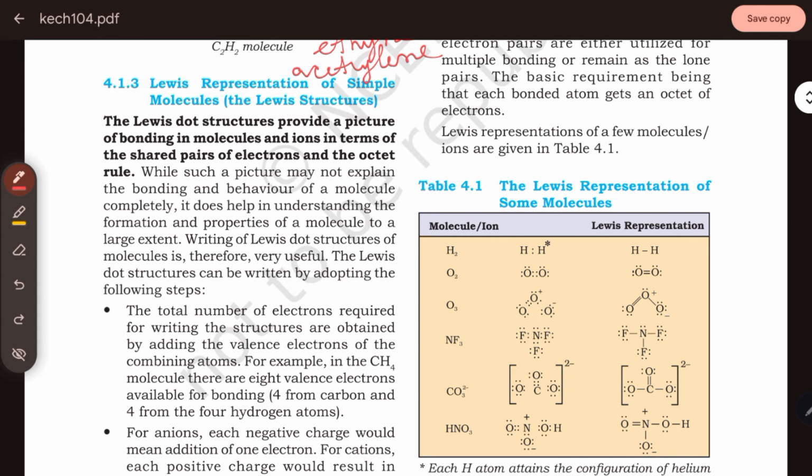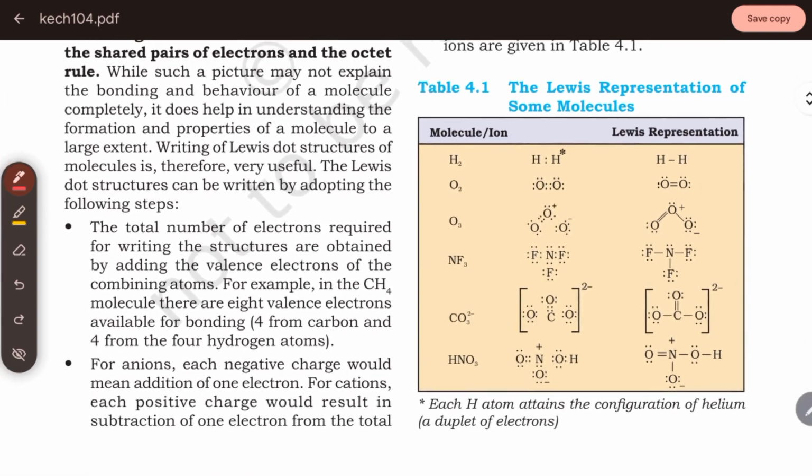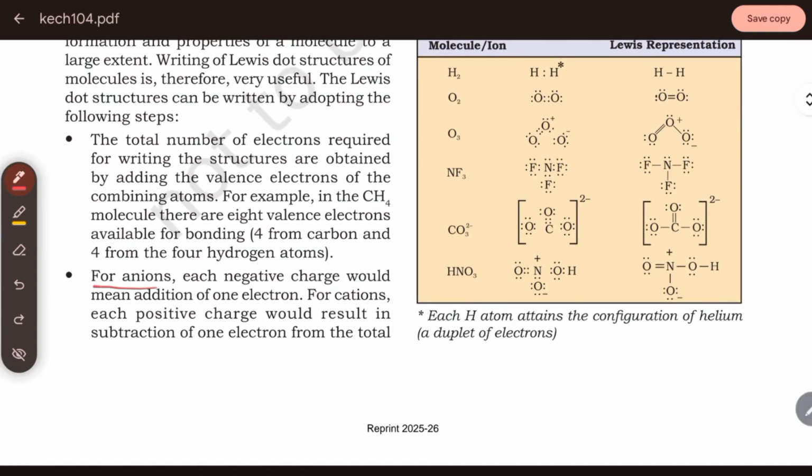Now we have to discuss the Lewis representation of simple molecules, which can be ions also or neutral molecules as well. If it is a neutral molecule, we have seen such discussions. Now for anions and cations, what happens? Anions means it has an extra electron. So each negative charge would mean addition of one electron. If I say X minus, that means one electron is added to it. If I say 2 minus, that means 2 electrons are added.